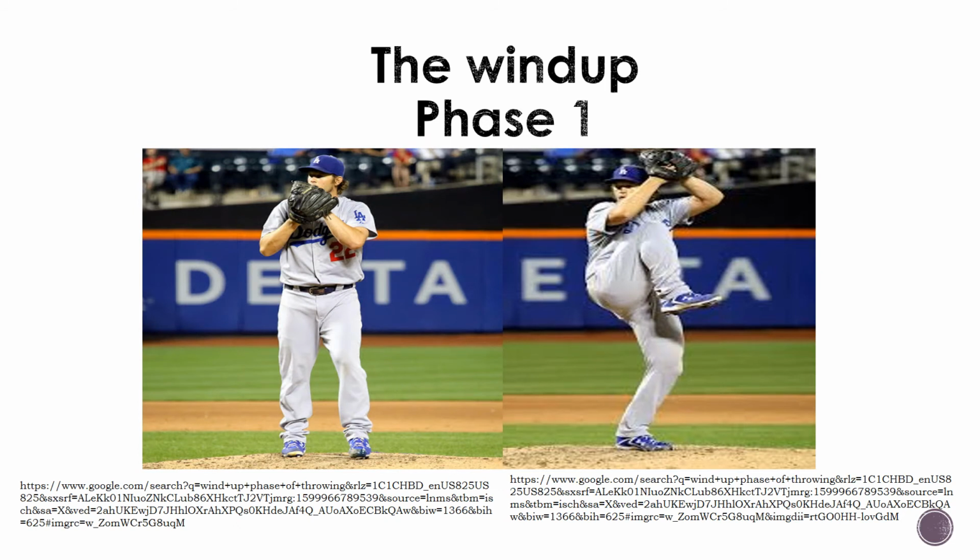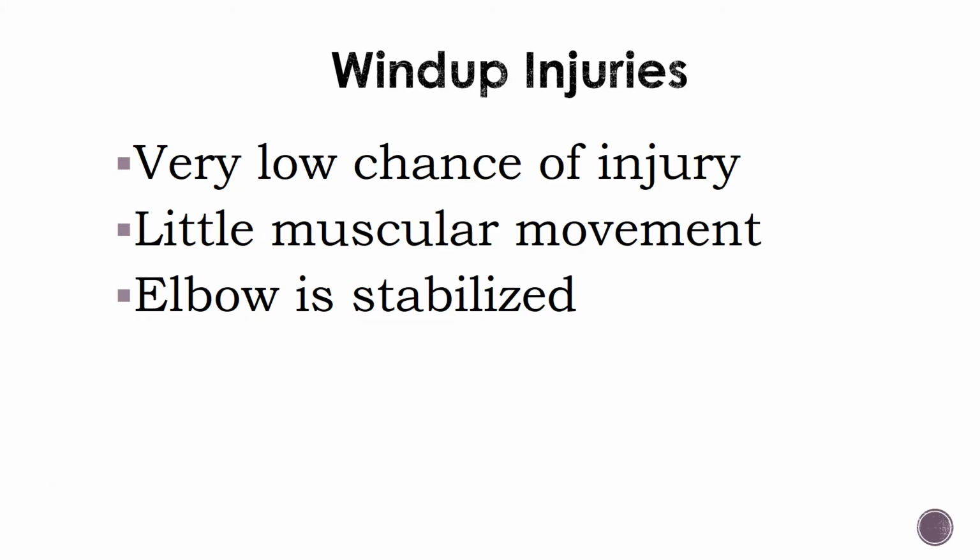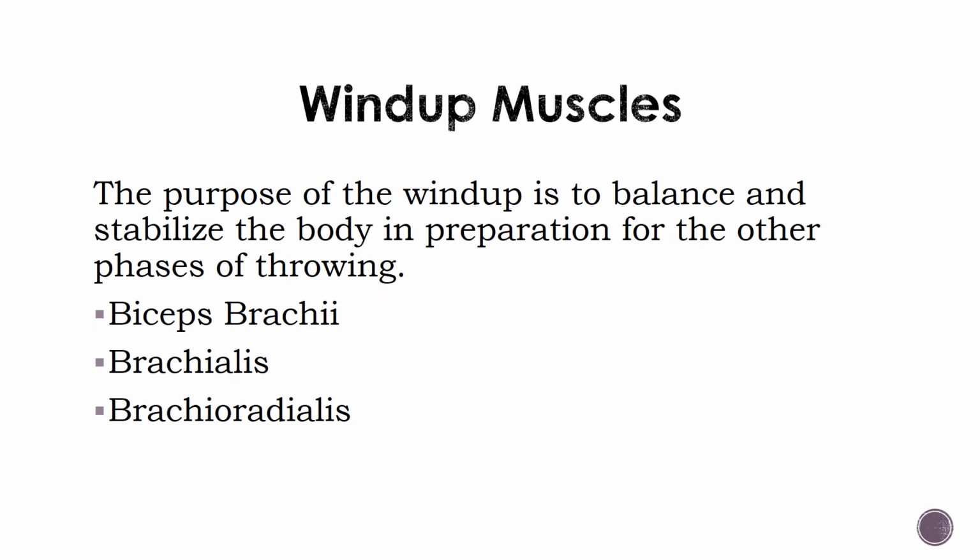The first phase of throwing mechanism is the windup. The injuries at the very beginning of the windup are very low and there is little muscular movement. The elbow is stabilized through this. The windup muscles are biceps brachii, brachialis, and brachioradialis to bring the elbow into flexion. The purpose of the windup is to balance and stabilize the body in preparation for the other phases of throwing.